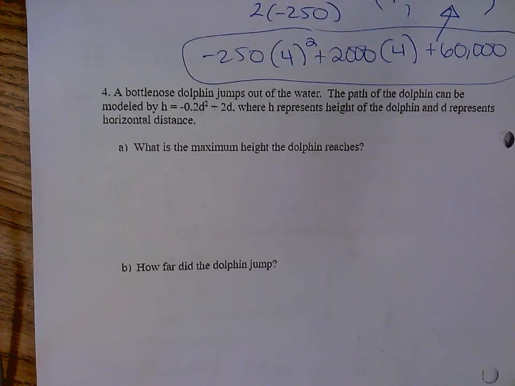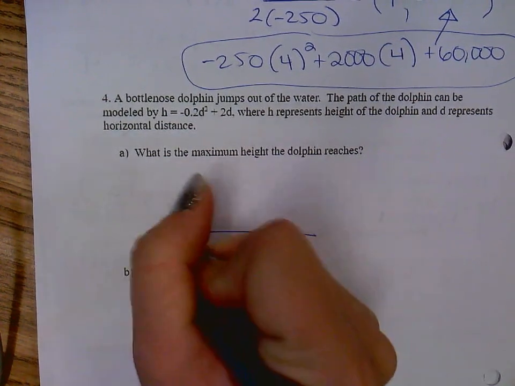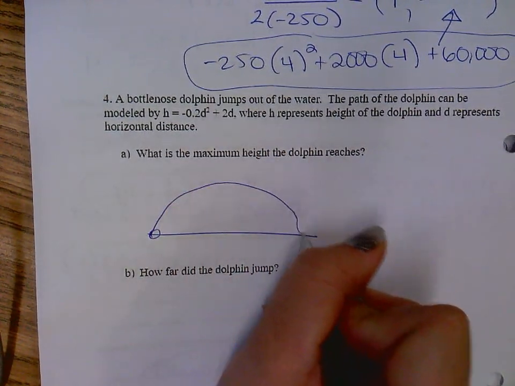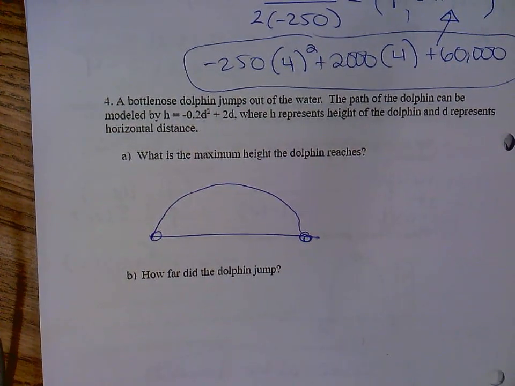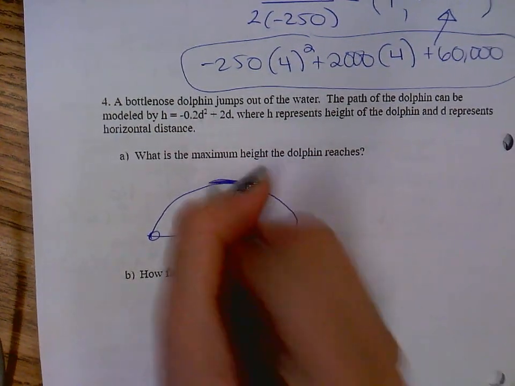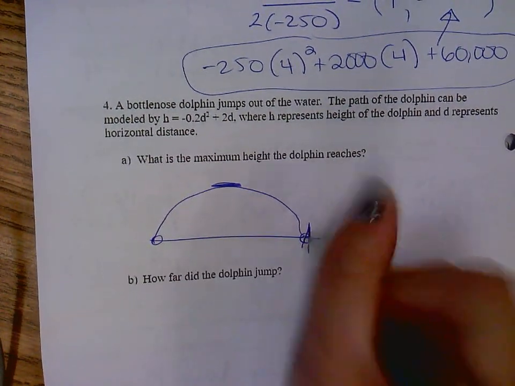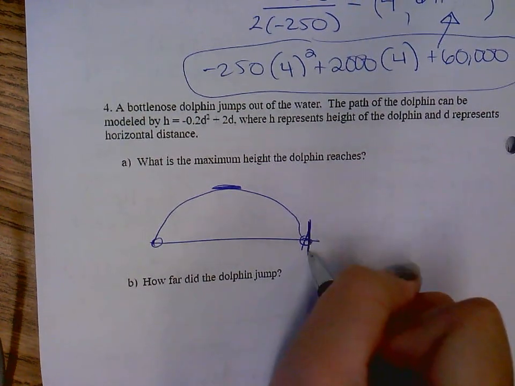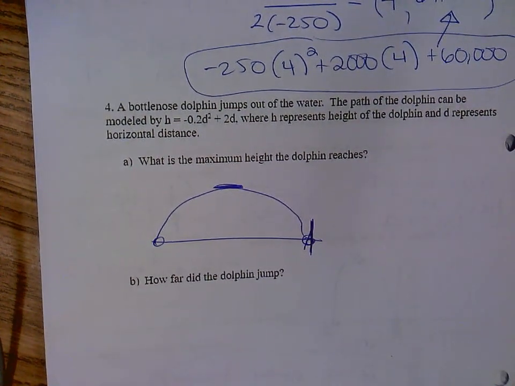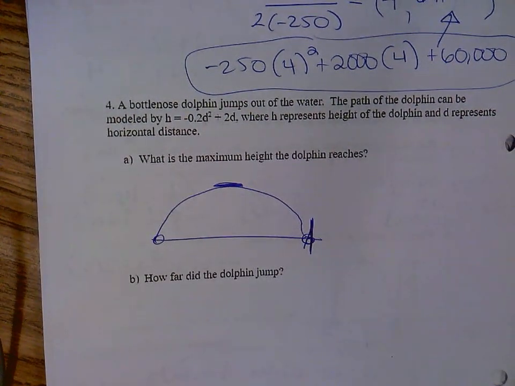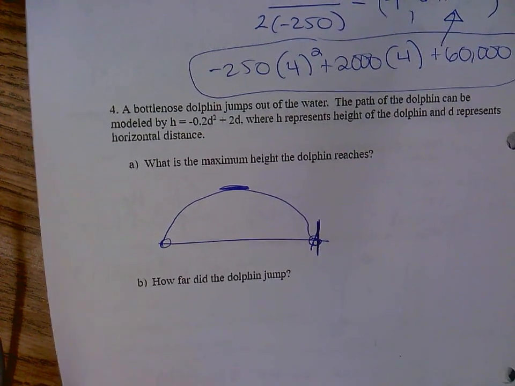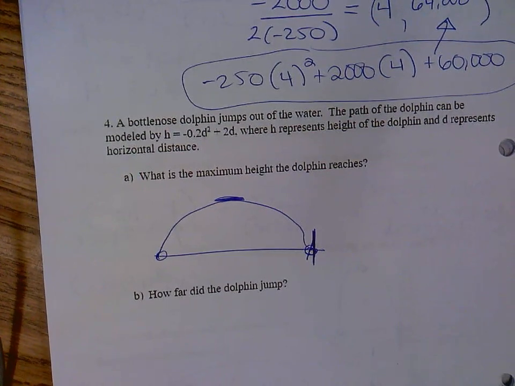Okay, so some of you were on this last one. The dolphin is jumping out of the water. So here's my dolphin, right? It jumps out of the water and then it lands back in the water. They want to know what's the maximum height of the dolphin and how far did it jump. Part B, they're asking how far did it jump total, and how far it went out of the water. So I can come around and check your answer to that one, and then you're going to go backwards.